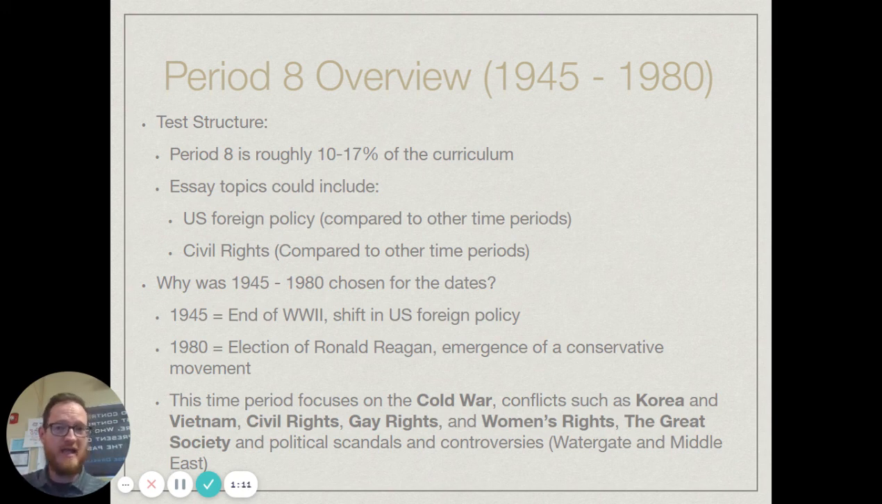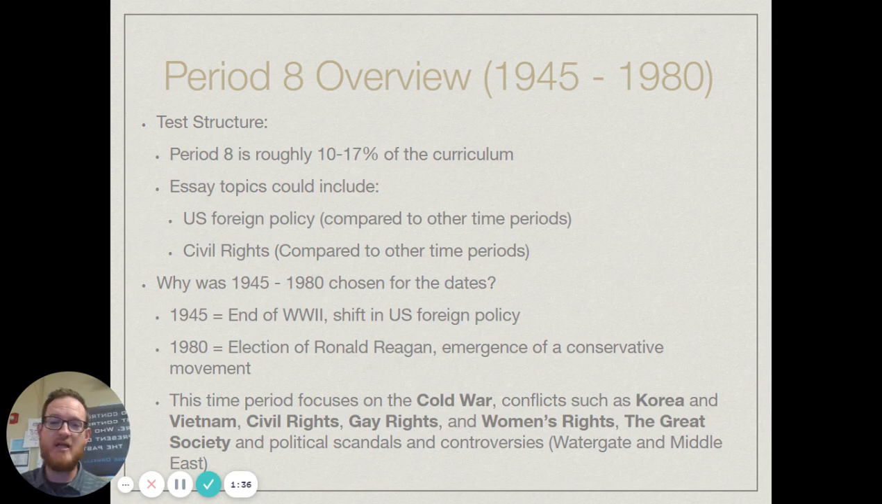Now, why were the dates chosen 1945 to 1980? Well, 1945 is obviously the end of World War II. It is going to be the beginning of the Cold War. 1980 marks the election of future President Ronald Reagan. He will be elected, which starts the conservative movement, which will again have an impact for the next 30 plus years after he is elected.